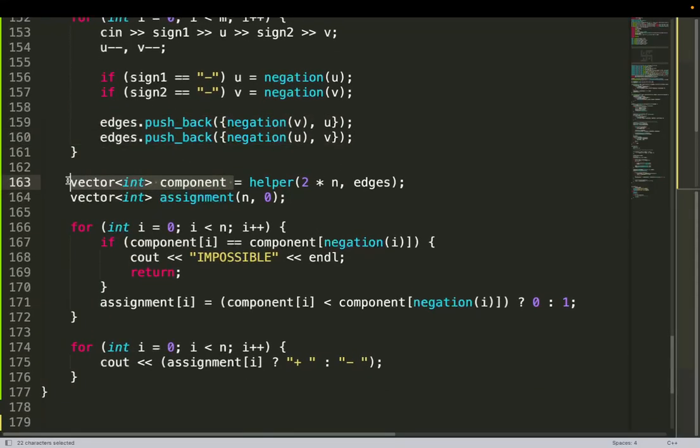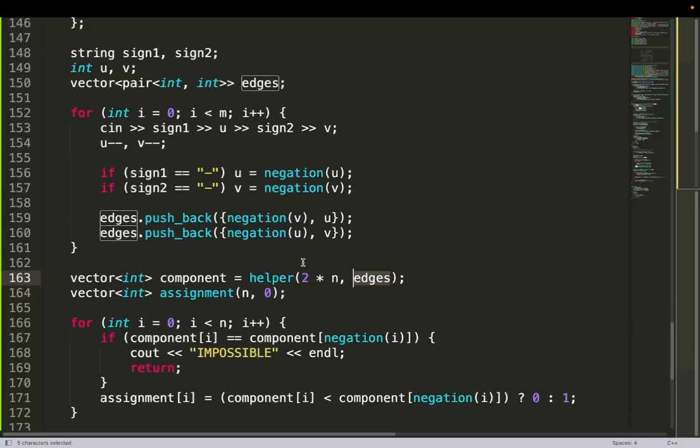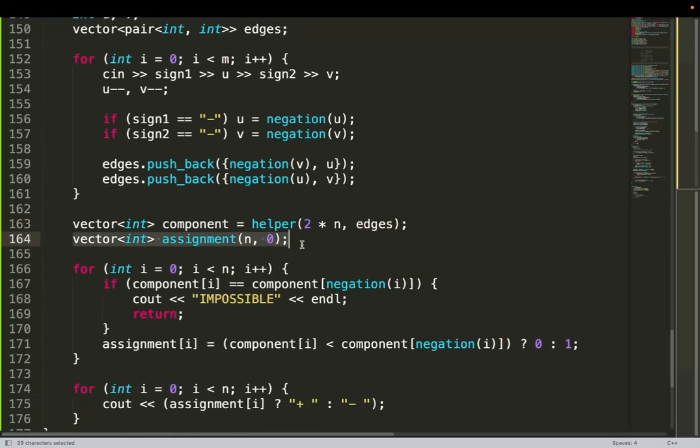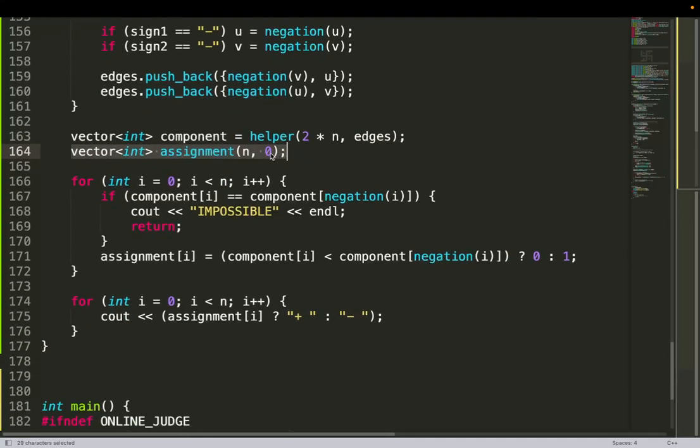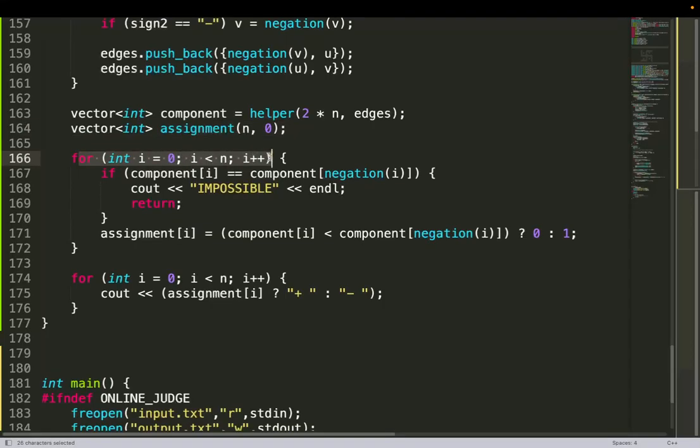Then I am getting the component numbers by passing the inputs to this helper function, where the total number of nodes will be 2 into n, because for every node we have the node and its negation, right? So total number of nodes will be 2 into n, and the edges. Then I have this assignment variable where I am assigning the values for the particular variable. So I am going over all the variables from 0 to n minus 1. If the component for that variable and the component number for its negation are the same, in that case I am simply printing impossible and returning.